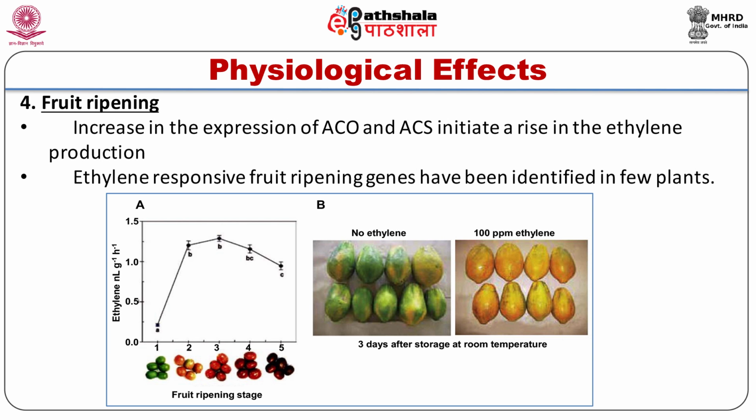Ethylene also influences ripening of fruits. Fruit ripening is a genetically programmed event. Fruit softening, one of the ripening processes, is very sensitive to ethylene. A developmentally regulated increase in the expression of both ACO and ACS initiates a rise in ethylene production. However, changes in fruit color can be ethylene dependent or independent. Several ethylene responsive fruit ripening genes are identified, namely E4 and E8.